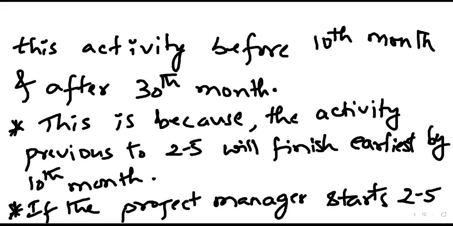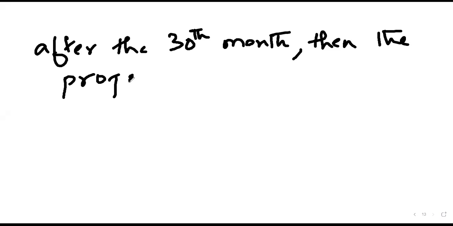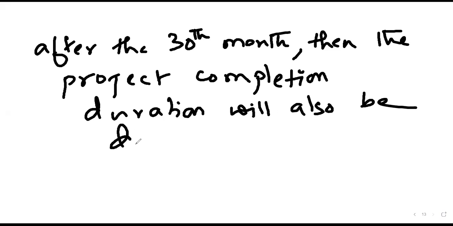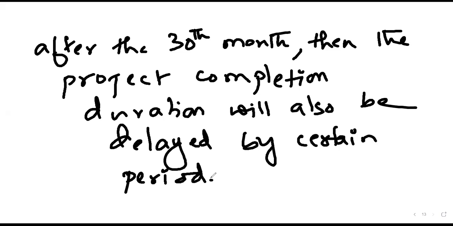Okay, so just make note of this. Start 2-5 activity after the 30th month, then the project completion duration will also be delayed by a certain period. Okay, is it fine?